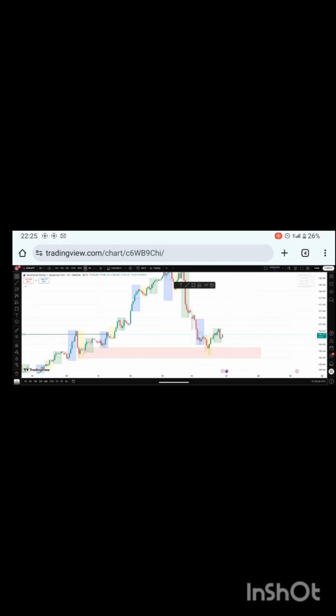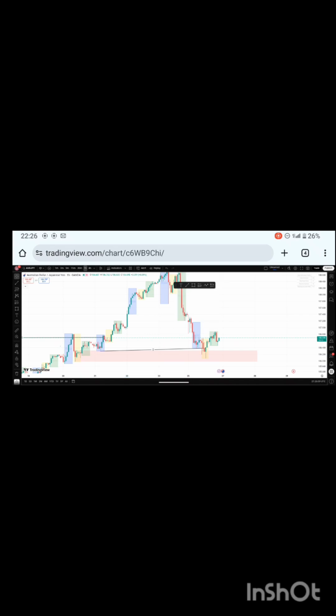As you all know, most of the time I use Asian's low as my point of liquidity, because about 60% of the time price must take out Asian's low before it moves upward, or take out Asian's high before it moves downward. So I use this Asian's low as my liquidity, and beside, there are two Asian's lows there, so I use it as my liquidity.